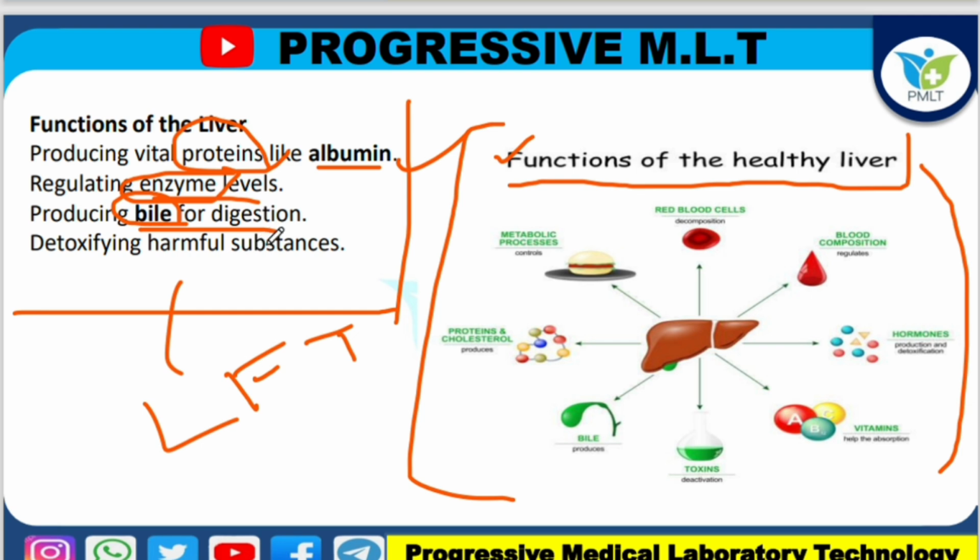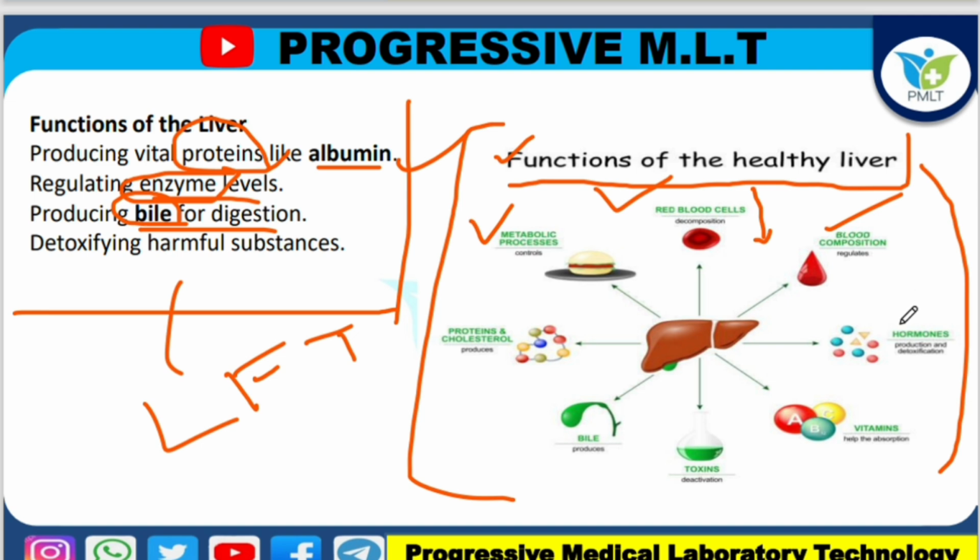Okay, now what are the functions? Firstly, the metabolic process. The liver helps metabolism. The liver helps in the production of RBC, that is called erythropoiesis, as well as the liver does the decomposition of RBC. The destruction of RBC also happens in the liver, not production but destruction, as well as decomposition and storage of the reduced or destroyed RBC. After that, blood composition, the liver also maintains the blood composition.